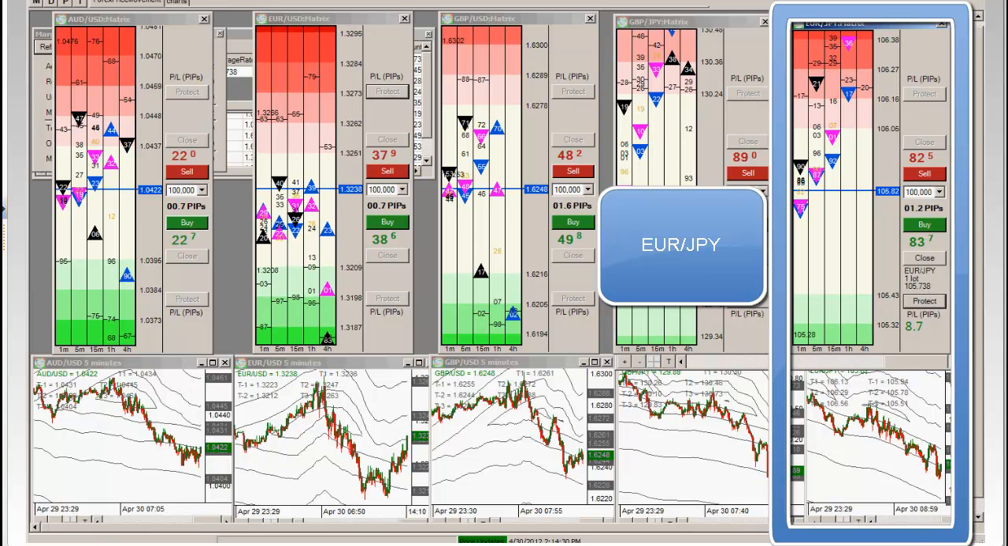And here's a good example. I would just go ahead and collect here. It's a good area to collect on this euro yen. There's no way, again, you could ever see this happen on a chart.